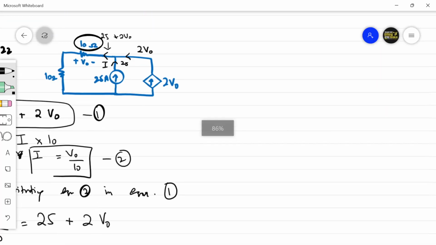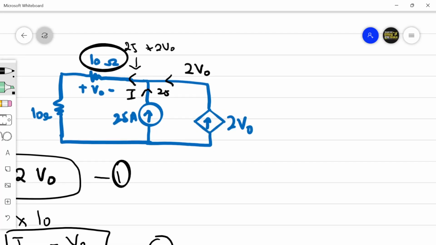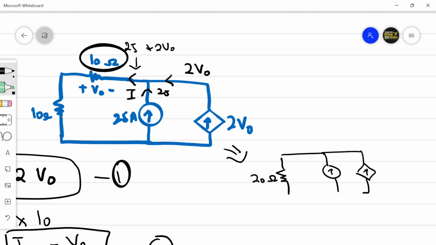To obtain that, this is our circuit. We have a 20 ohm resistor here. I have combined the two resistances. We have a current source here. We have a dependent current source here. This is 25. This is 2V naught.